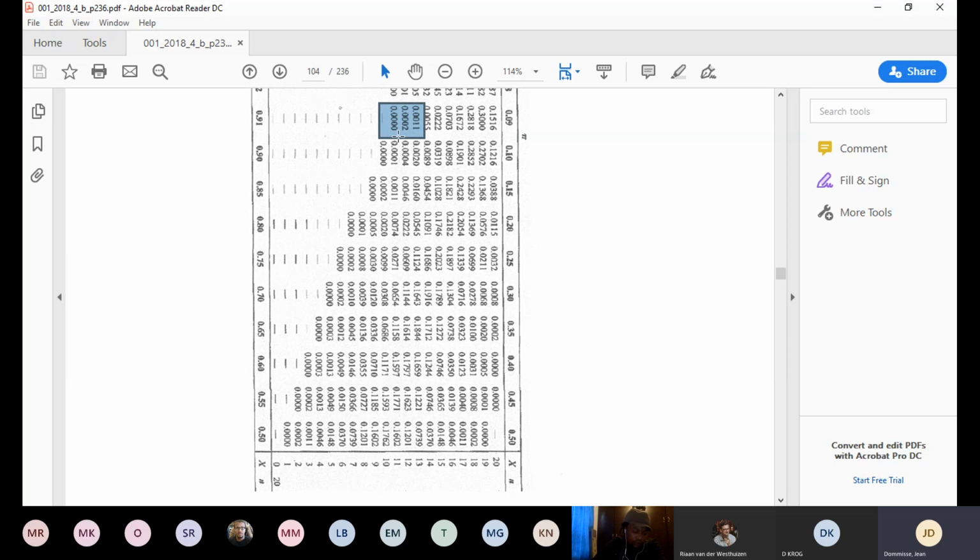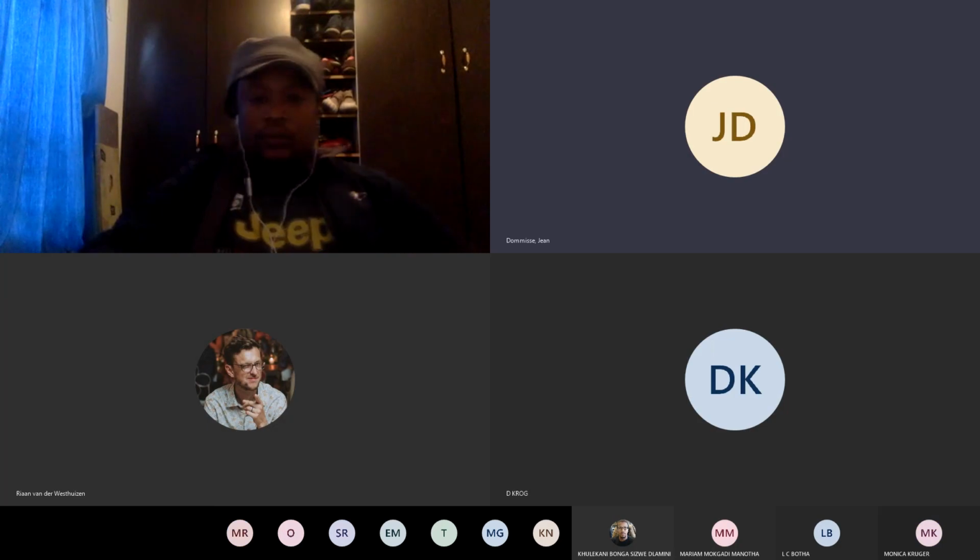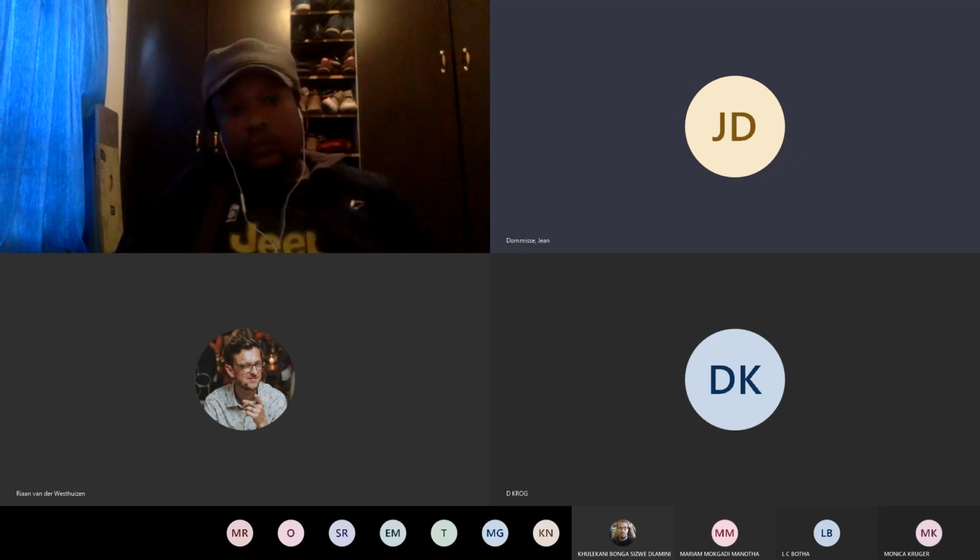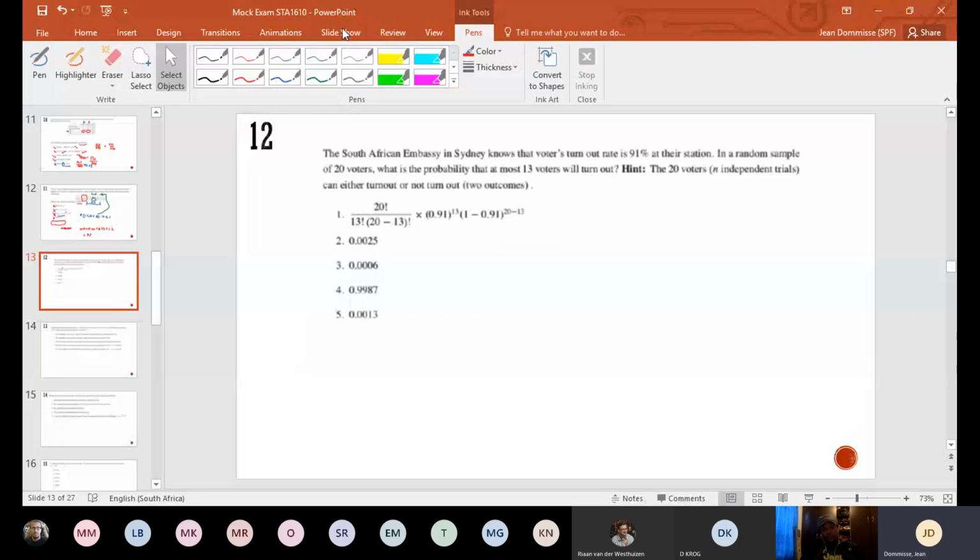So basically it is 0.0011 plus 0.0002, which gives us 0.0013. So then if I share the other slide again, 0.0013, that is basically option 5 that we have.